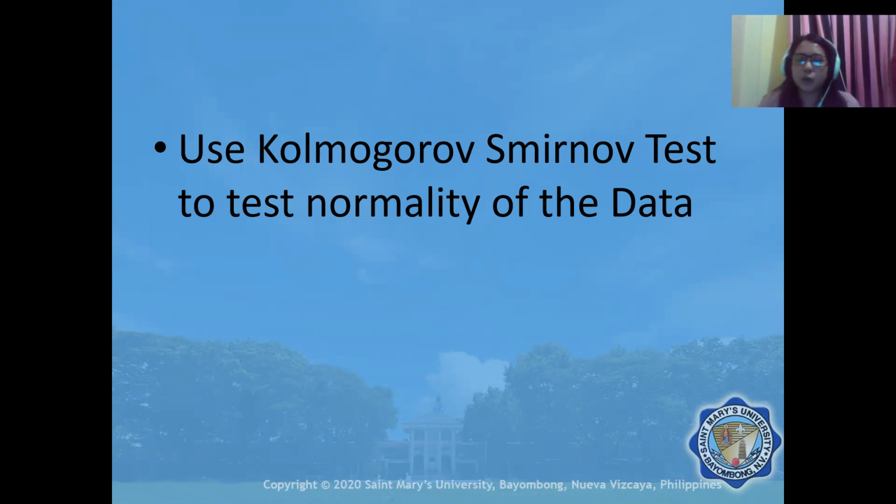Because if you can still recall, when we are talking about the appropriate measures of central tendency, we have two conditions. The first one is that we must know the type of our data. Is it nominal, ordinal, interval, or ratio? And in case it is interval or ratio, we need to check whether our data is normally distributed or not.